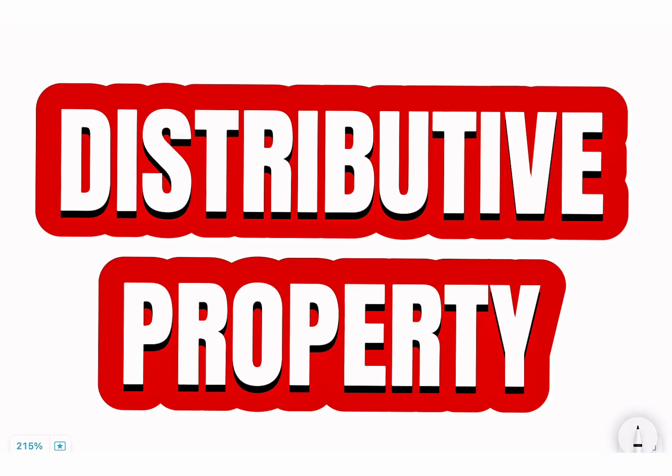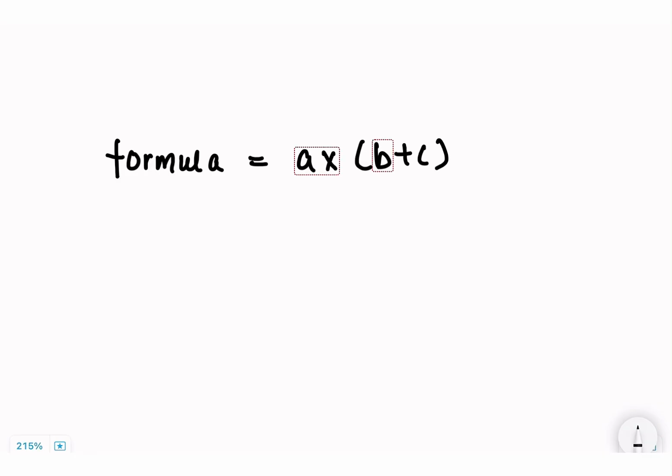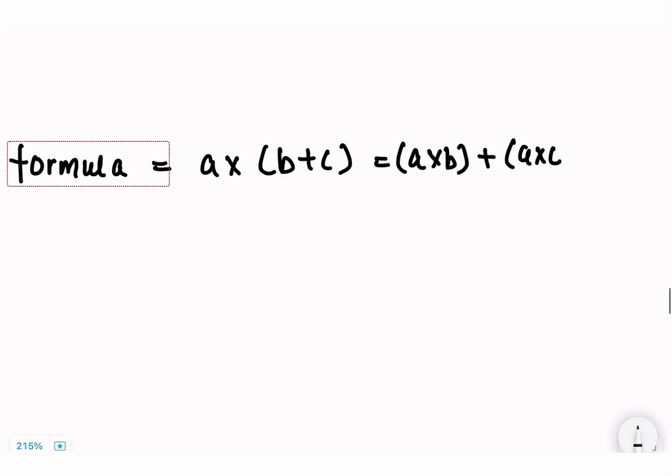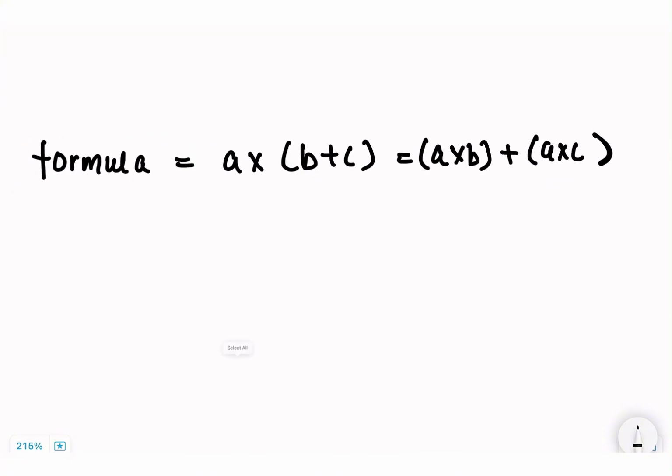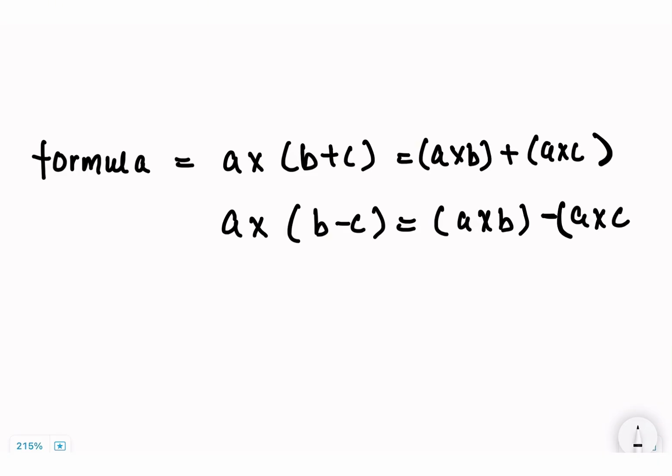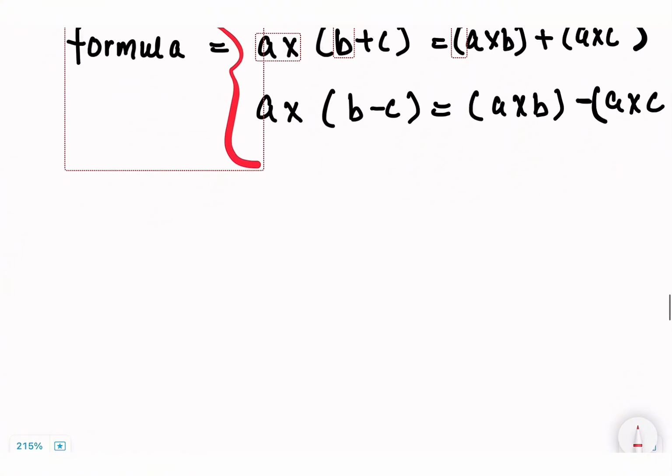The third property is the distributive property. So let's learn about the distributive property with an example. First of all, I am telling you the formula. A times (B plus C) is equal to A times B plus A times C. Next, A times (B minus C) is equal to A times B minus A times C. Let's see how we use these formulas in the questions.